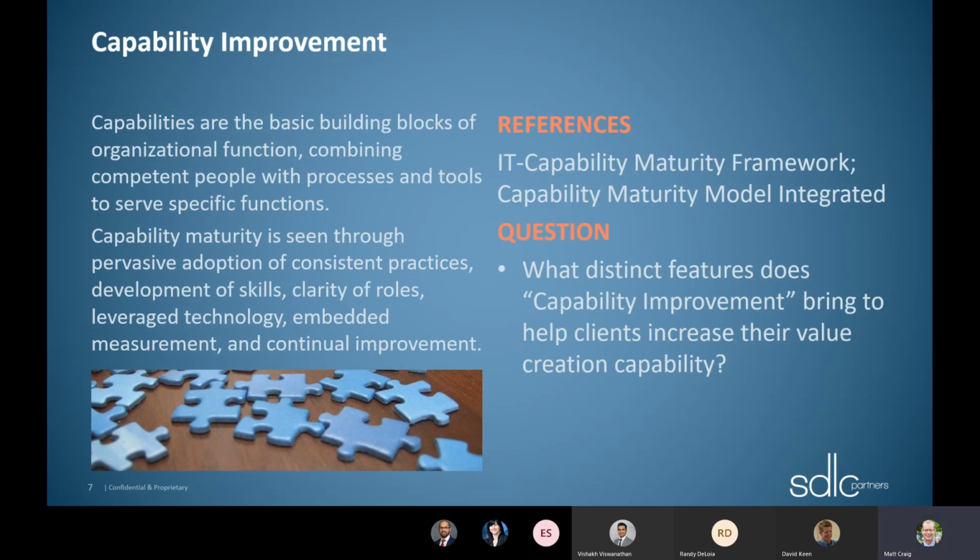So again, questions, capability improvement and capability maturity. What are your thoughts? What do you see as distinct and helpful there?